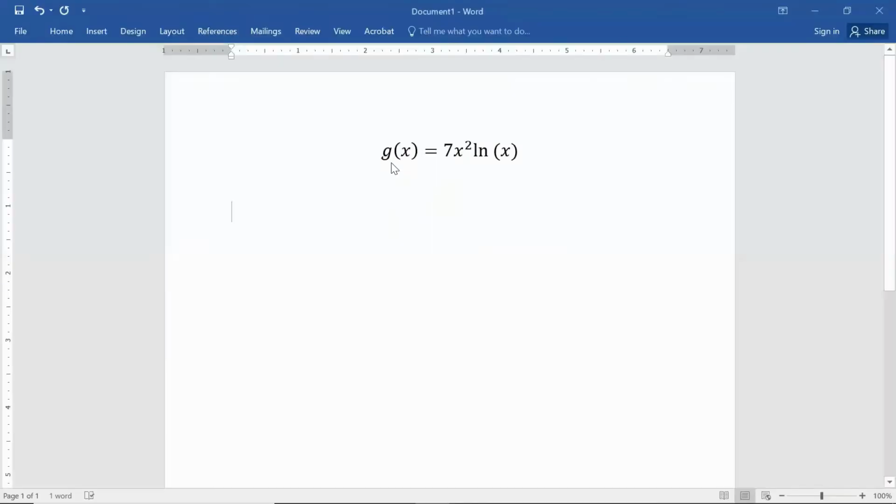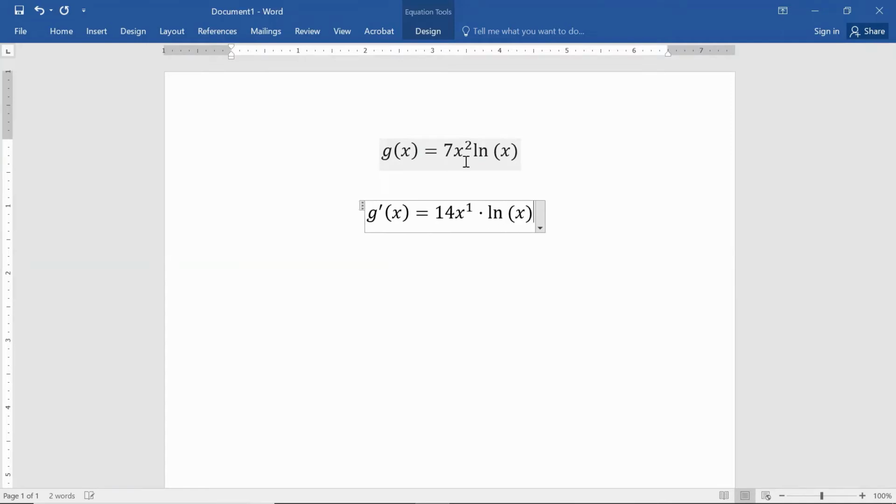The product rule says we're going to split this into two parts, a first function and a second function. The first function I'm going to let be 7x squared. So I'm going to take the derivative of the 7x squared. That is 14x to the first. Then I'm going to multiply that times the normal second function. That second function is my natural log of x.